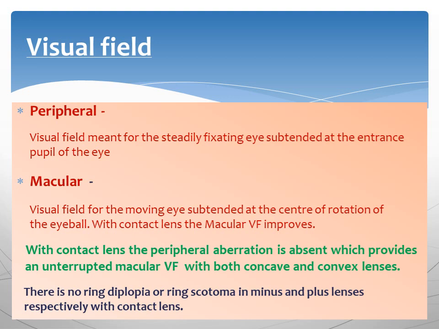Why? Because with contact lens, we don't find any kind of peripheral aberration. There is no ring scotoma or ring diplopia that we get to see in case of high plus or high minus lenses with the spectacles. Because in spectacles, what happens? There are peripheral distortions and peripheral aberrations happening, which is restricting our macular visual field. But with contact lens, that hindrance is absent. As a result, the macular field of vision widens up with contact lens.